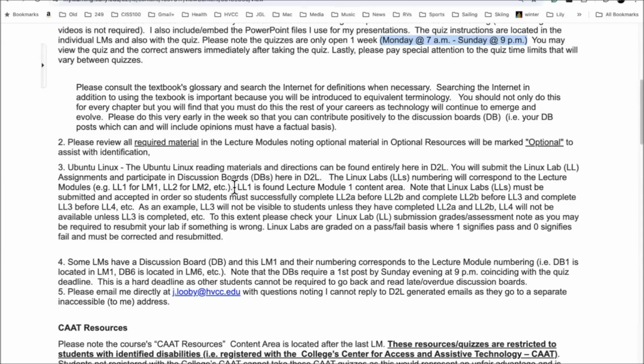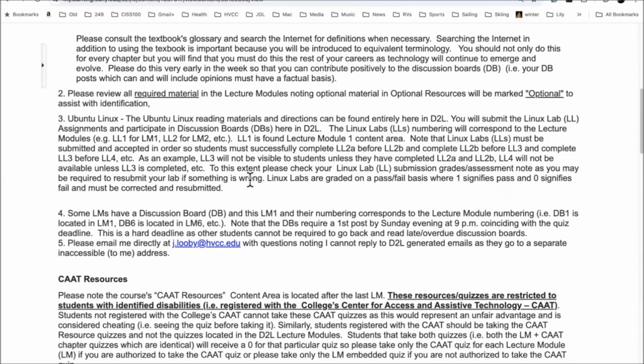For Linux Lab 1, and this is detailed in the lecture module 1 directions, it's just reading. Okay, so there's nothing to submit this first week for the Linux Lab. So just letting you know that. Linux Labs are graded pass fail. 0 means fail, 1 means passed.